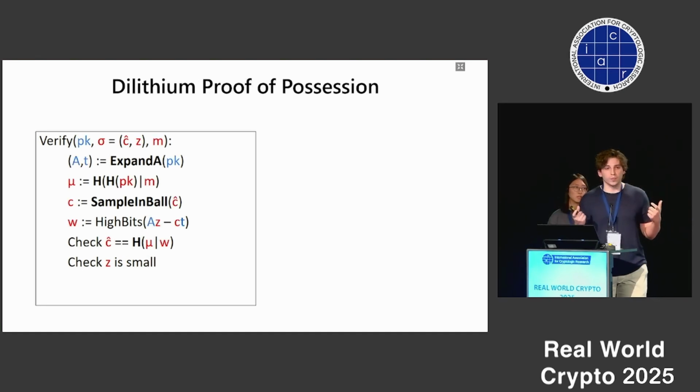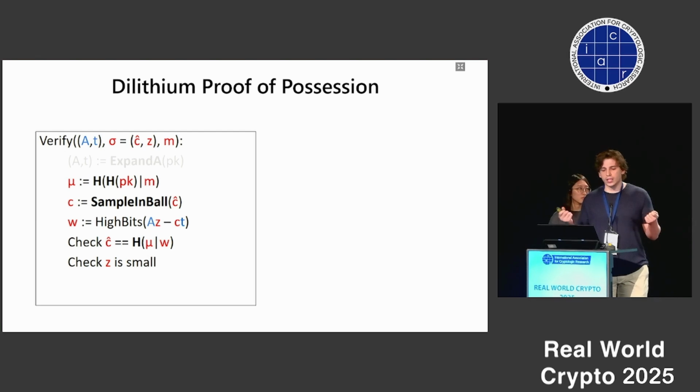So let's first consider the proof of possession case. I've highlighted public inputs in blue and private values in red. And you can see immediately that we can move this expand A call outside of the circuit because its input is public. So instead, we could just take A and T as the input to our verifier.